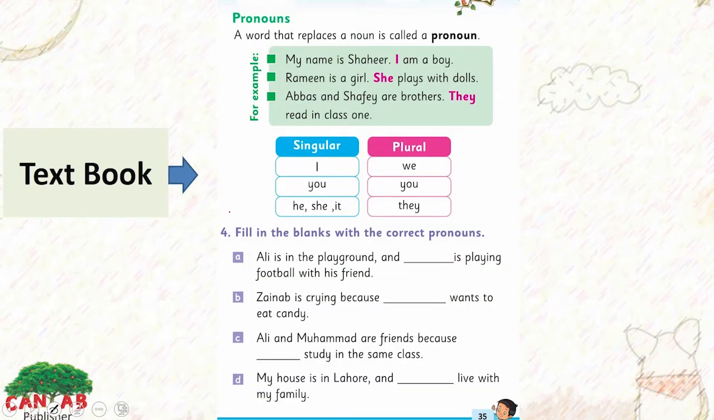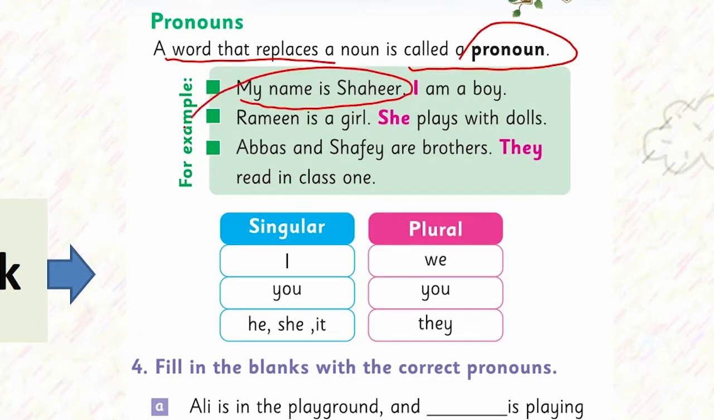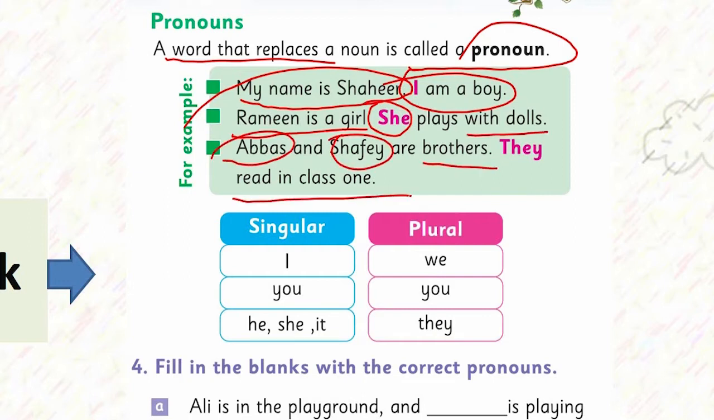Page number 35 of your textbook. Let's learn the concept of pronoun here too and then do the exercise. A word that replaces a noun is called a pronoun. For example, my name is Shahir. I am a boy. Ramin is a girl. She plays with dolls. Abbas and Shafi are brothers. They read in class 1.